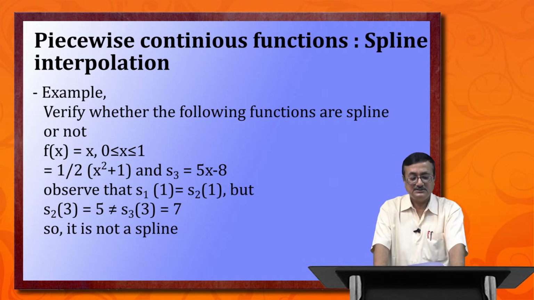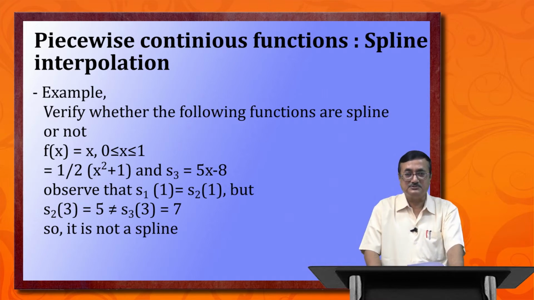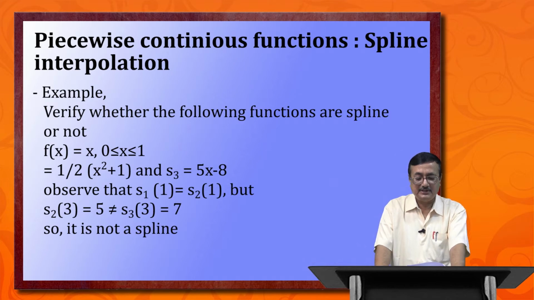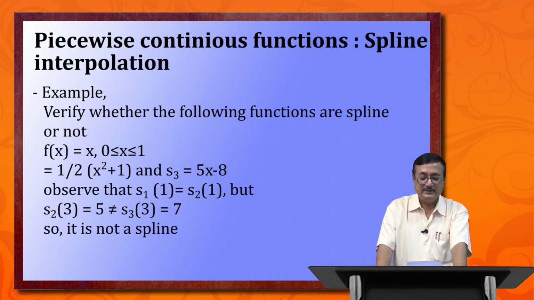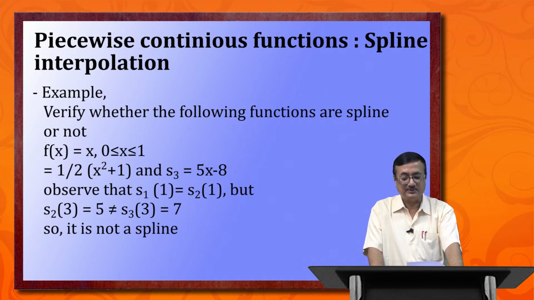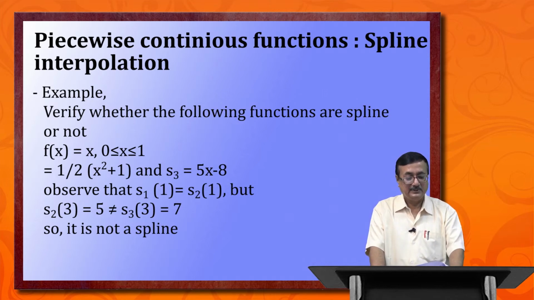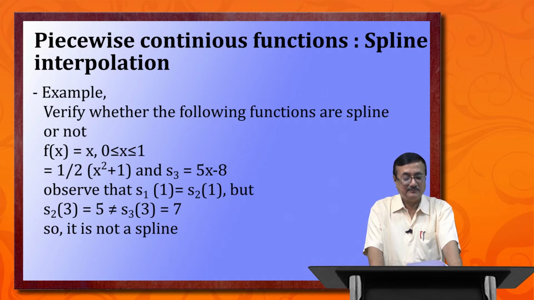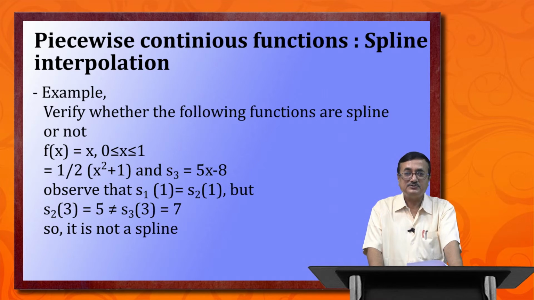So the entire region 0 to 4 has been subdivided into 0 to 1, 1 to 3 and 3 to 4, into 3 subintervals. Here S1(x) is x, that is a polynomial of degree 1. S2(x) is half of x square plus 1, a polynomial of degree 2, while S3(x) is equal to 5x minus 1, a polynomial of degree 1. We observe that at the first interior point, that is at x is equal to 1, we have S1(1) is S2(1), no doubt, but what about at the interior point x is equal to 3?